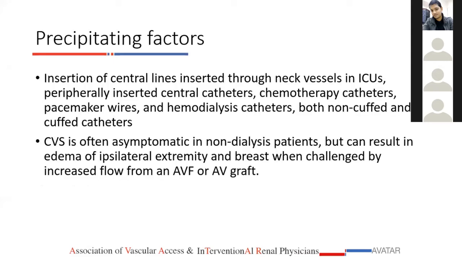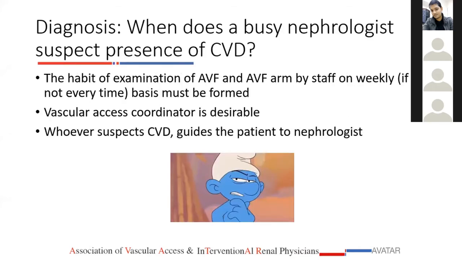And then, as we said, there are various factors which can precipitate it, and most of the time, with a past history of a central line of any kind, patients are asymptomatic. It is only when a fistula is made that the whole thing gets unmasked, and then there is development of ipsilateral edema, breast engorgement, etc. When you go back to the history, the patient will tell you, oh yes, 5 years ago I was in the ICU and I had a central line. That is a history you keep getting very, very repeatedly.